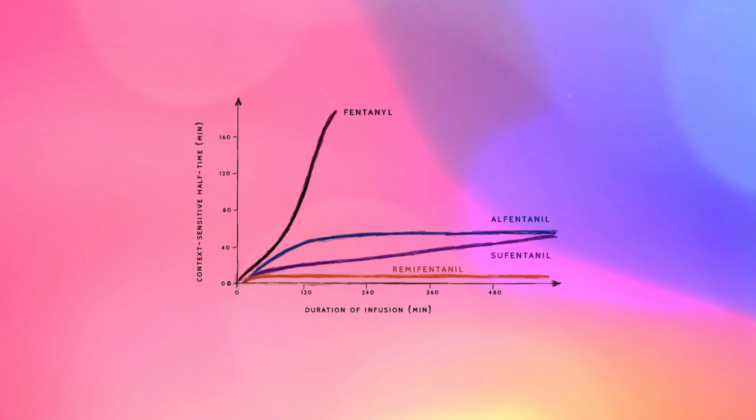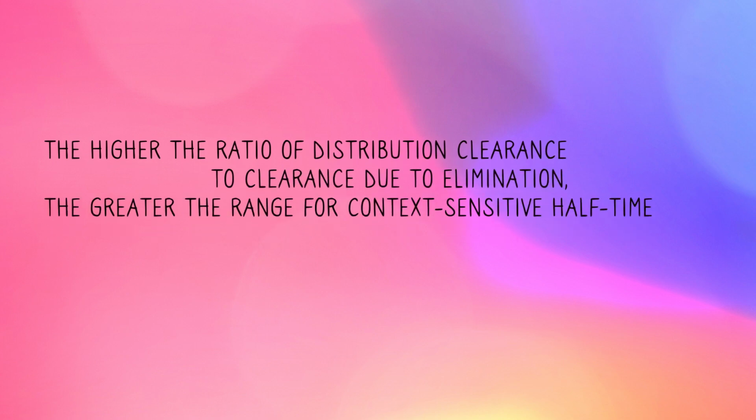4 synthetic opioid analogs. In contrast to its older congeners, remifentanil has a short and steady context-sensitive half-time of 3 minutes, which does not change with the increasing duration of infusion, whilst the context-sensitive half-time of fentanyl significantly increases. In general, the higher the ratio of distribution clearance to clearance due to elimination, the greater the range for context-sensitive half-time.